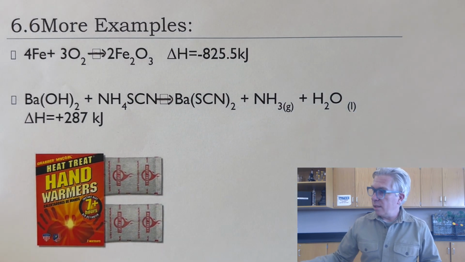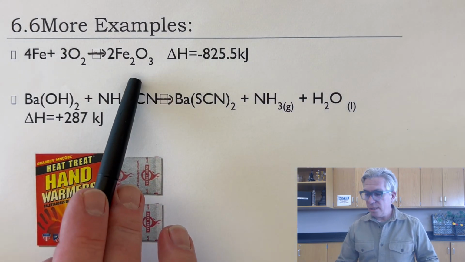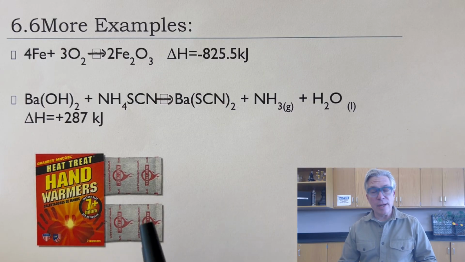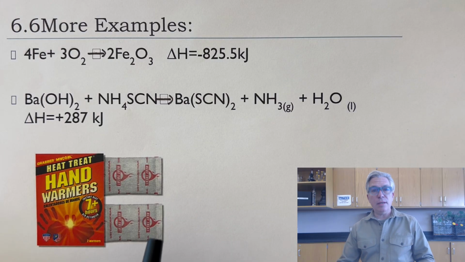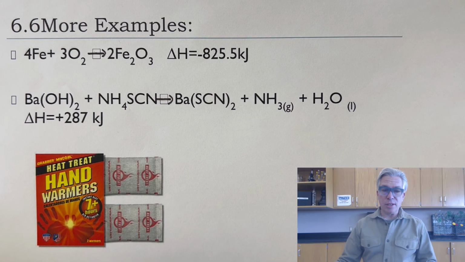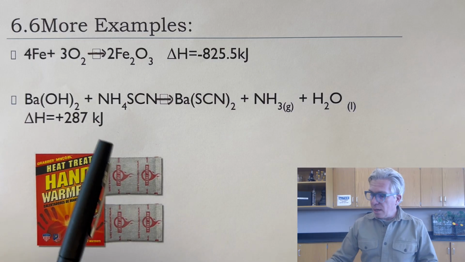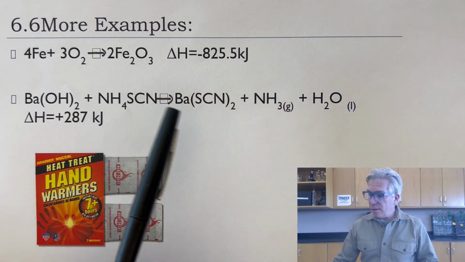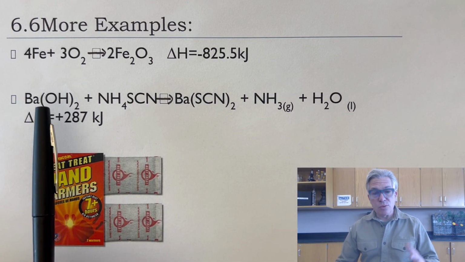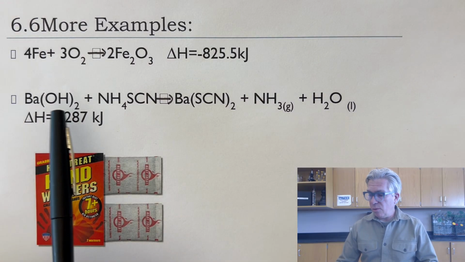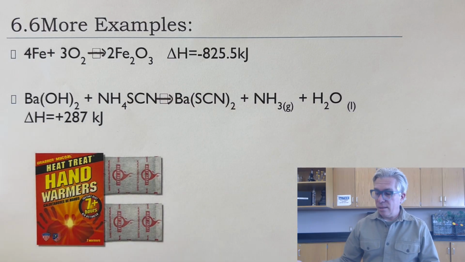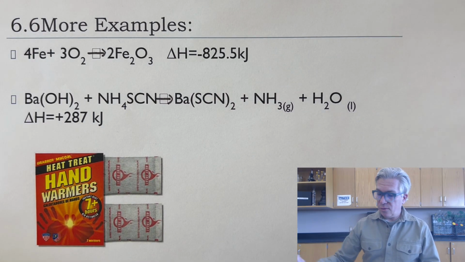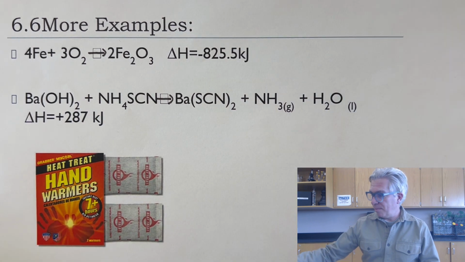I have a couple more that I like to show in my class. One is the oxidation of iron to make rust, which actually happens in hand warmers, by the way. And that gives off 825 kilojoules of heat, which is plenty over the course of a few hours to keep my hands warm or my toes warm. And this one is a famous endothermic reaction. I just recently saw a question about it, freezing the beaker to the board using barium hydroxide and ammonium thiocyanate. That actually takes in 287 kilojoules for every mole of barium hydroxide that's produced.